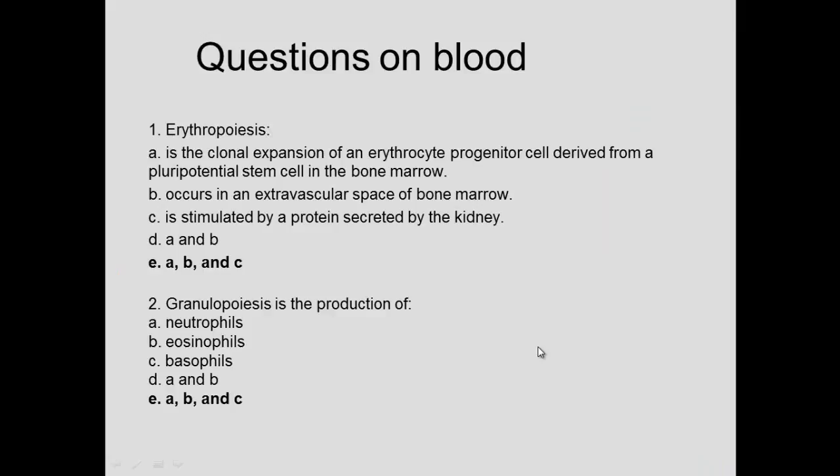A couple of questions. Erythropoiesis is a clonal expansion of erythrocyte progenitor cells derived from pluripotent stem cells of bone marrow. Yes. Occurs in extravascular space of the bone marrow. Yes. Is stimulated by a protein secreted by the kidney. Yes. Erythropoietin. Granulocyte production is the production of neutrophils. Yes. Eosinophils. Yes. Basophils. Yes.